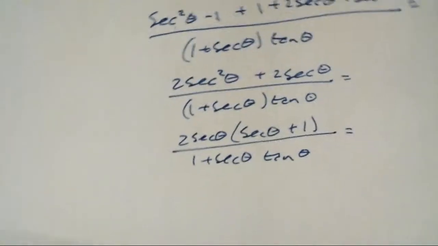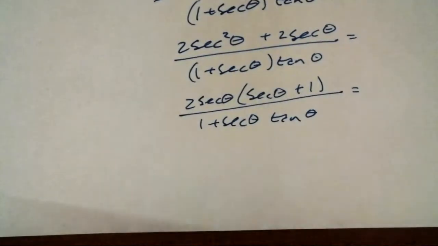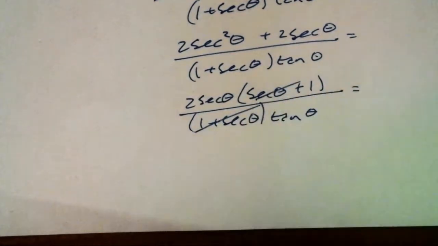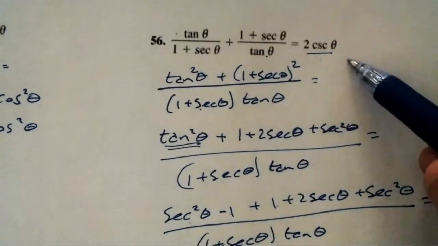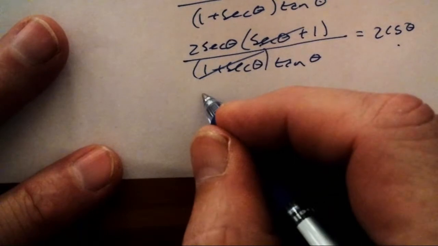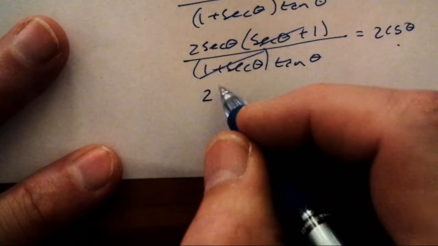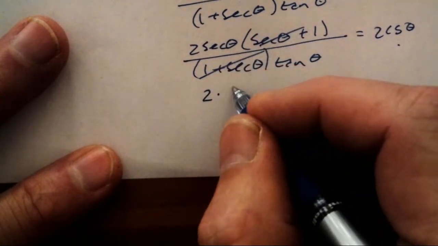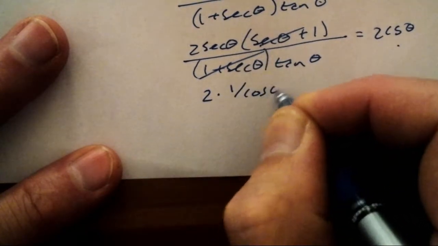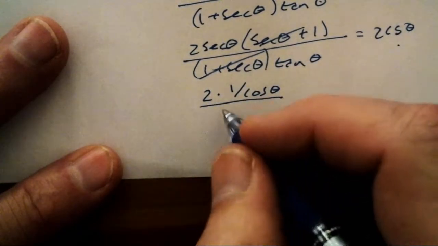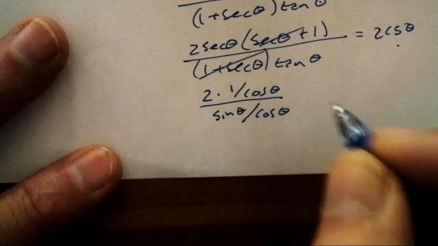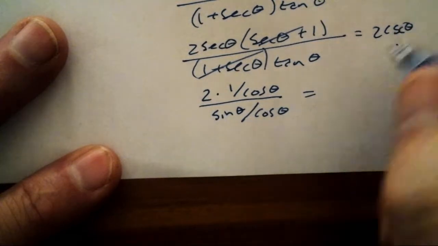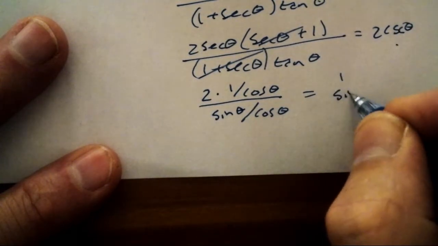Whew, wonder if there's a shorter way to do this. All right, so the payoff was right here. We cancel, and now I need to turn that into 2 cosecant of theta, as we recall. And now I might be tempted to go sines and cosines. So this is 2 times secant is 1 on cosine of theta over tangent is sine of theta on cosine of theta is supposed to equal 1 on sine of theta.